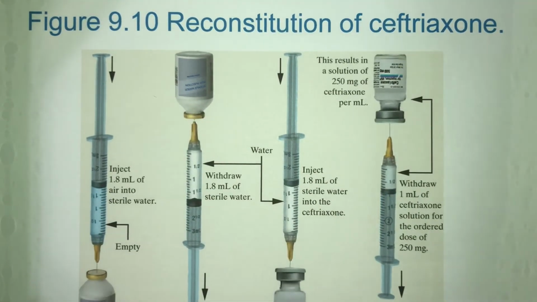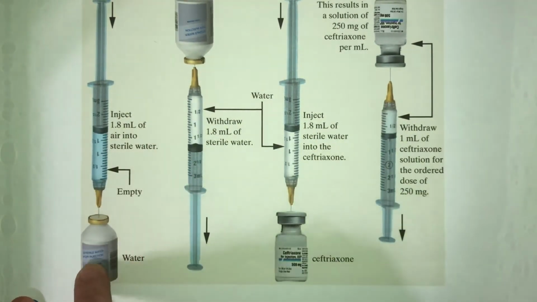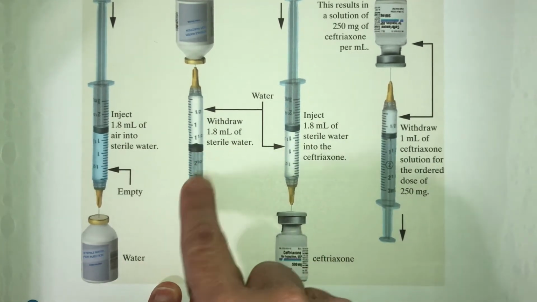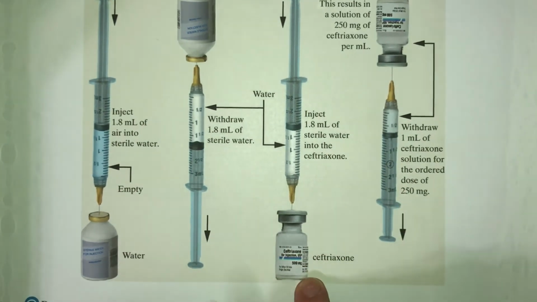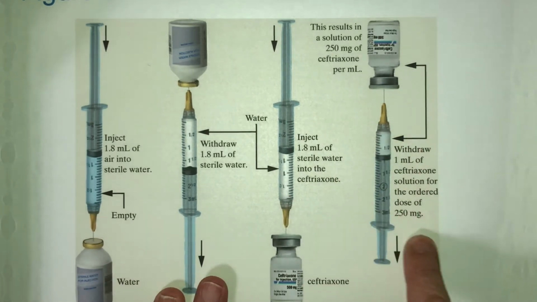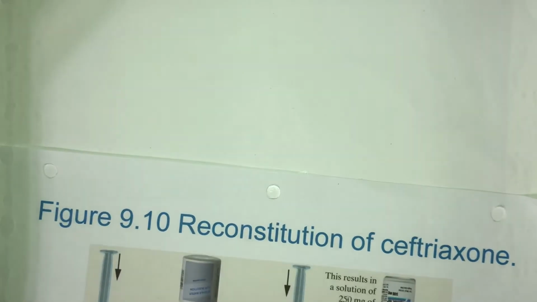This is a figure to represent the reconstitution of a drug. So they needed to get the water, okay, injected 1.8 milliliters of air into the water, and then they withdrew 1.8 milliliters of the water. They injected it into the vial, and then this is now the strength, and they withdrew a dose of 250. Okay.